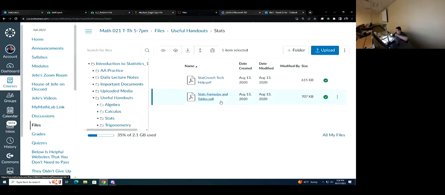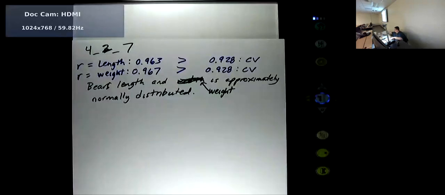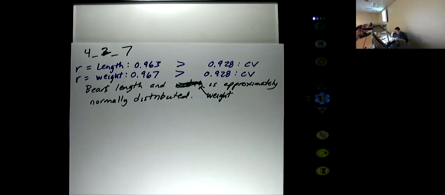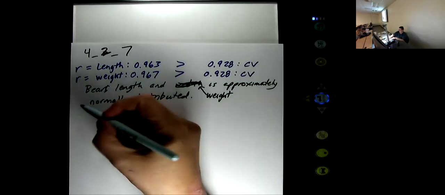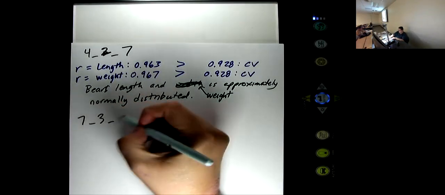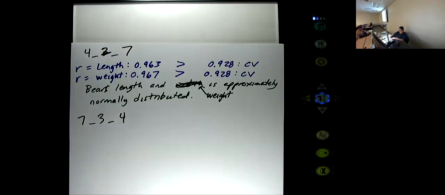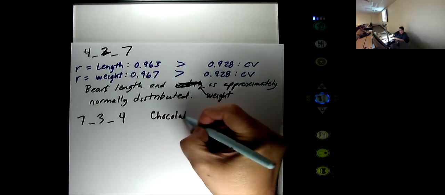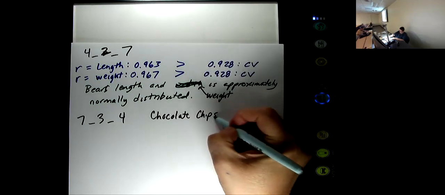All right. So let's take a look at another one. We're gonna do one from 7.3. If you're working along on the computer, you can access it. It's 7.3.4. This is on chocolate chips in a bag. Kind of like a couple of your problems on the midterm.